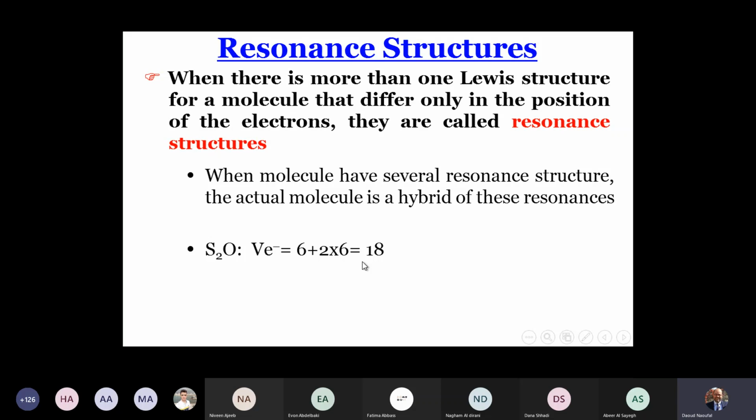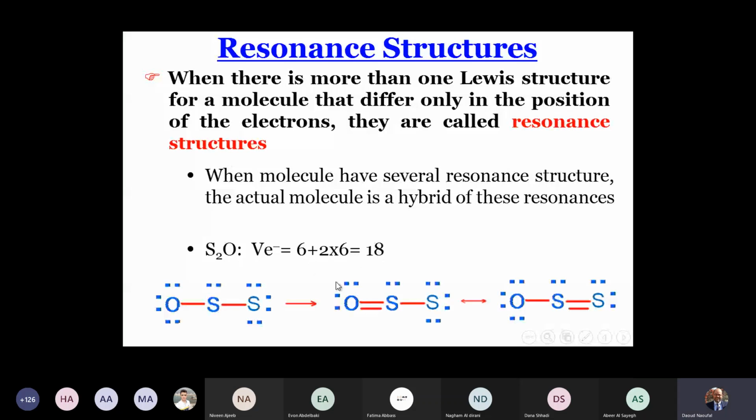Consider, for example, OS2. The total valence electrons is 6 plus 2 times 6 equal 18. So if we write the Lewis structure, we join the O and S by 2 electrons, S and S by 2 electrons, so we obtain 18 minus 4, we have 14 electrons. We distribute 6 on the oxygen and 6 on the second sulfur. So 14 minus 6 and minus 6 equal 2 electrons. The 2 electrons that remain are distributed on the center. So we have 2, 4, 6, 8, 10, 12, 14, 16 electrons.